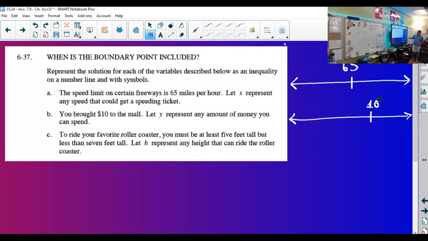I didn't know tennis was 5. But less than 7 feet tall. Let H represent any height. Well, just like H at 5 and then forward. Stop at 7.